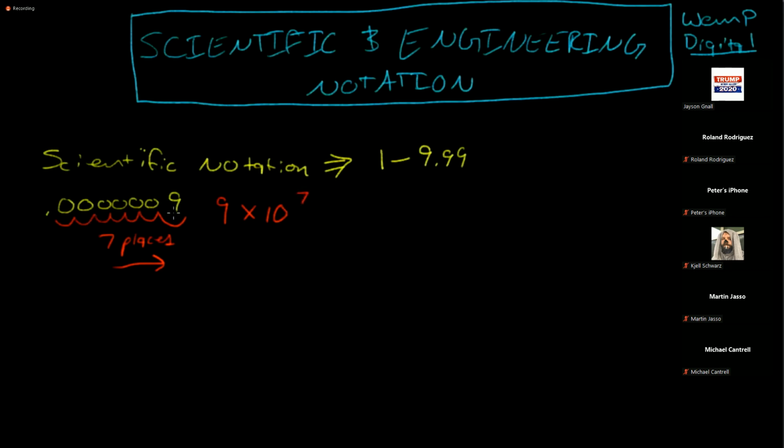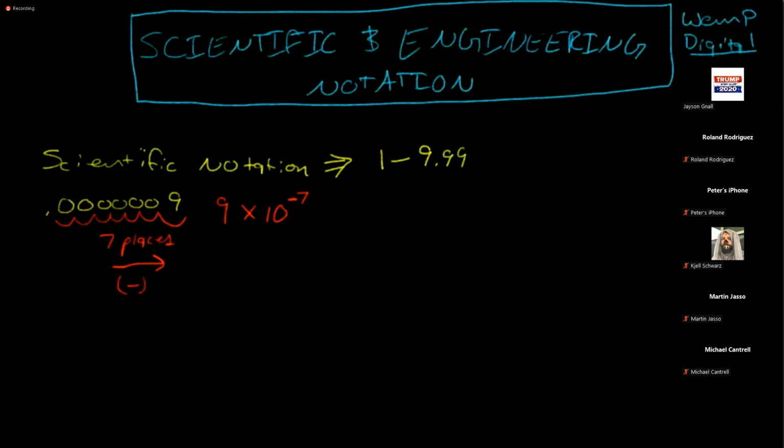And since we're going to the right, is it a positive or negative? Well, if we were to leave it as 9 times 10 to the positive 7th, we'd end up with all these zeros over on this side. So we're going to the right, so it's going to be a negative 7. Okay, so to the right is a negative number.